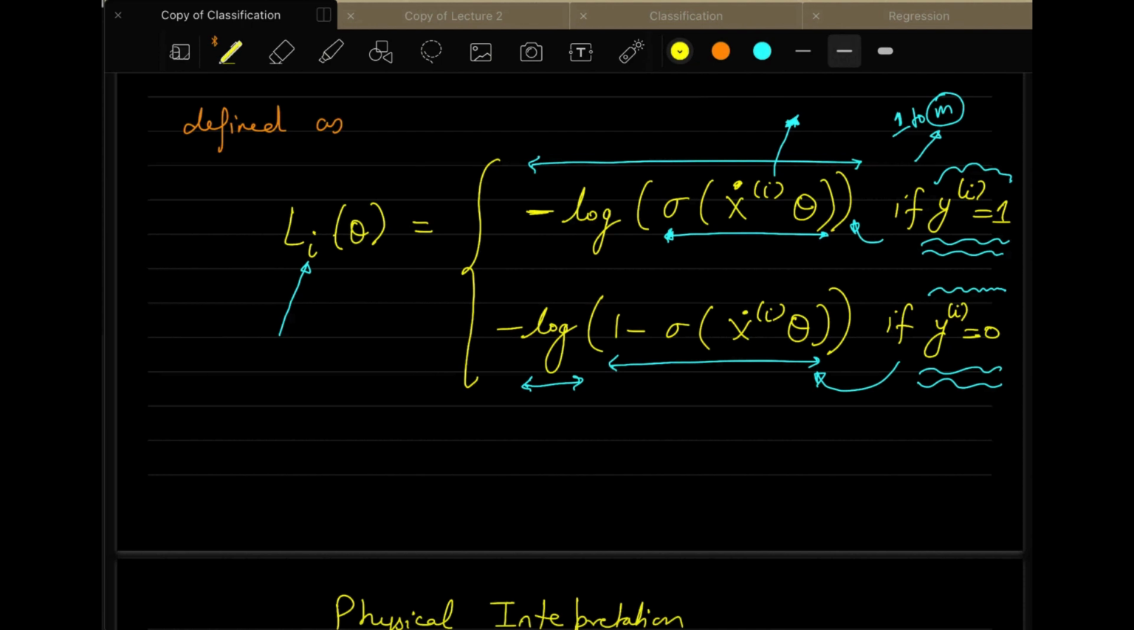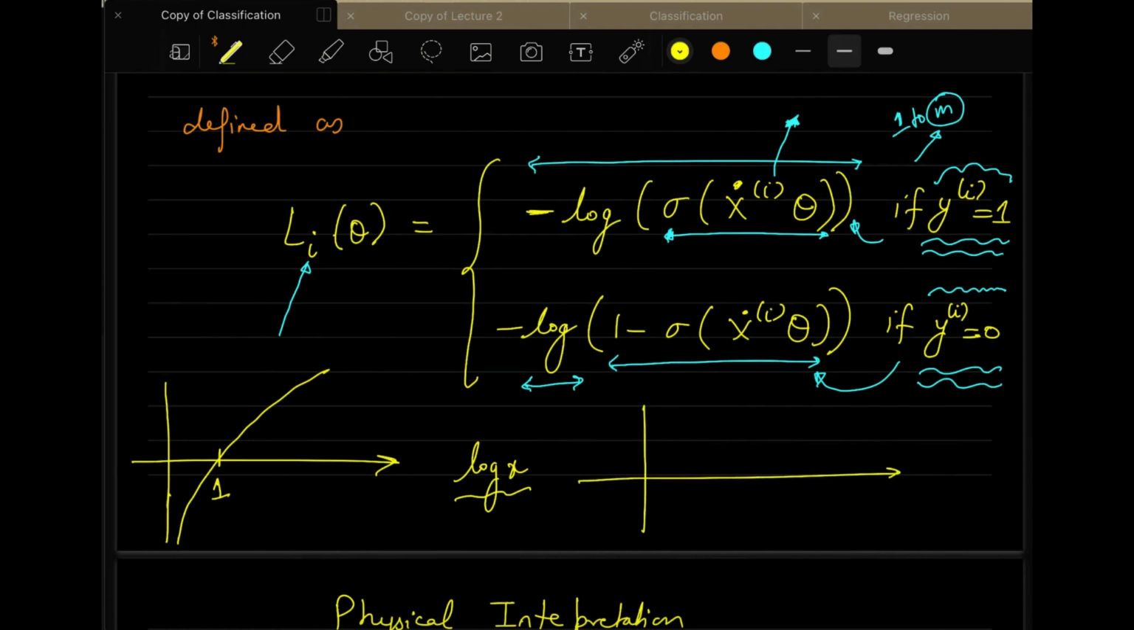So if you recall, I just wanted to show you some curves. If you plot the curve of log of x, it will be something like this. Everybody agrees with this, I guess. There is no doubt in this. And if you want to take minus log of x, that curve will be like this. This is minus log of x.